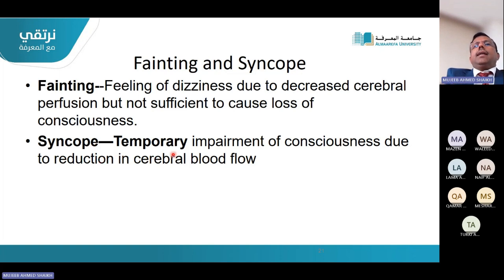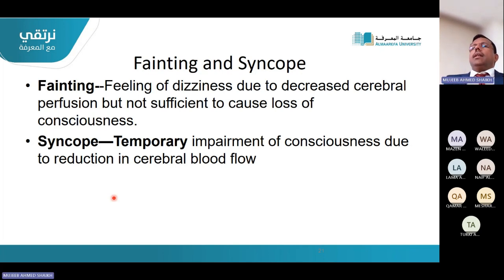Syncope is slightly more. There is impairment of consciousness due to reduction in the cerebral blood flow. Now, cerebral blood flow is reduced for a moment, and the person will feel as if he has lost consciousness.